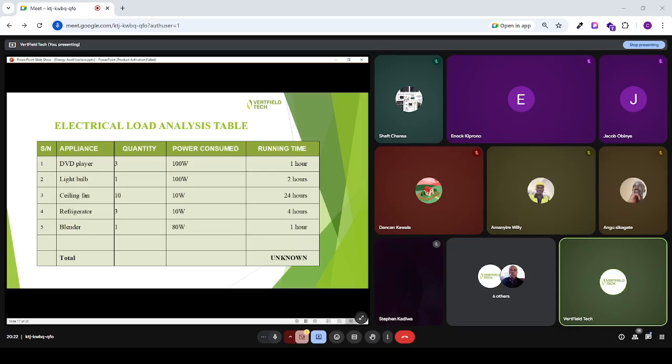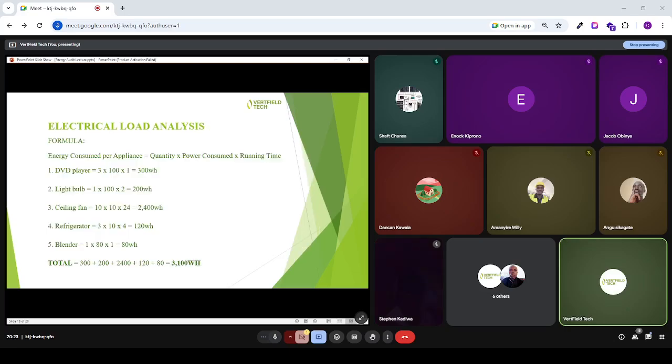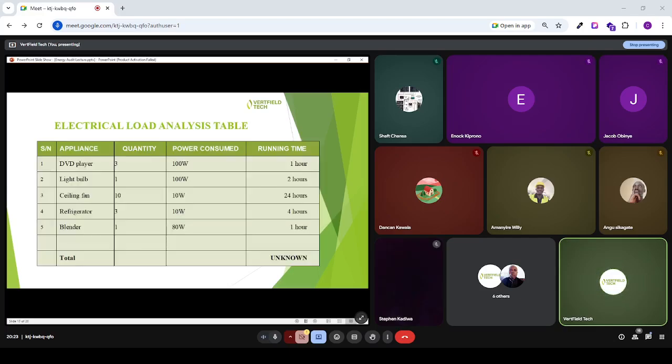So these 5 appliances, how are we going to power them up? We already have the standard parameters: the quantity of appliance, the power consumed, and the running time. So let us take the details of the 5 appliances. For the DVD player, the quantity, as you can see on my screen, is 3. The power consumed is 100 watts. The running time is 1 hour.